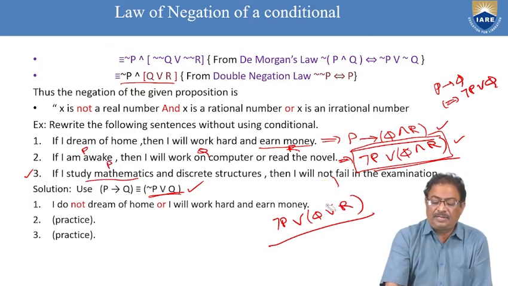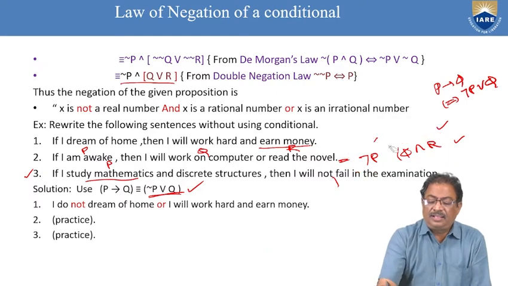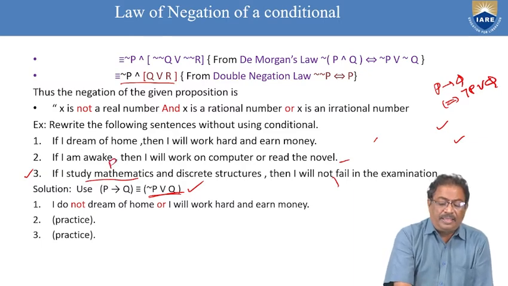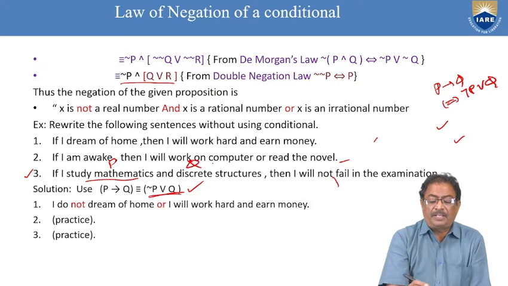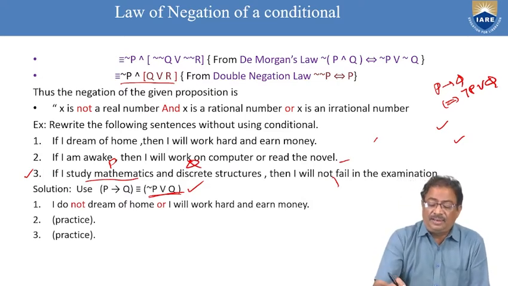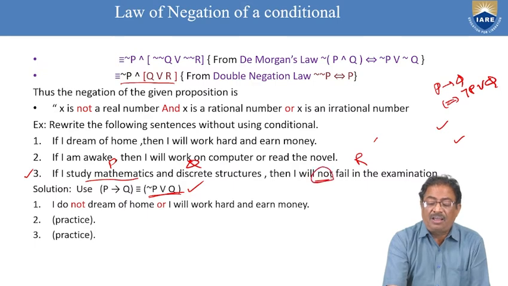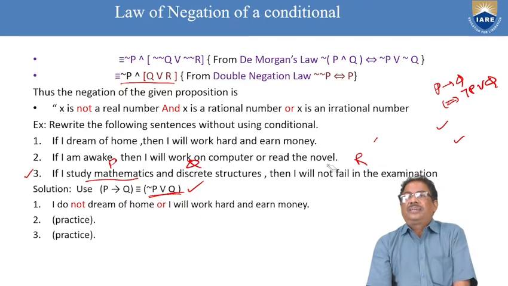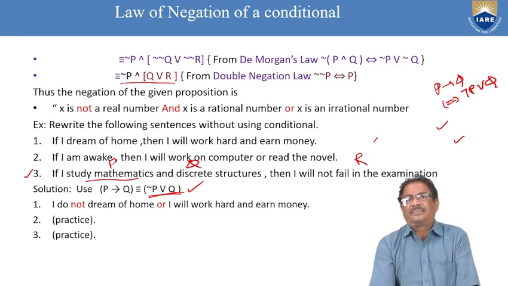If I study mathematics, P. Then another one, P, I am taking. This is P. If I study discrete mathematics, I will study discrete structures. Then the next one is I will fail in the examination. I am not considering not. If you want, you can consider it, no problem. It's not at all a problem. You can consider I will not fail in the examination. Let it be taken as R.